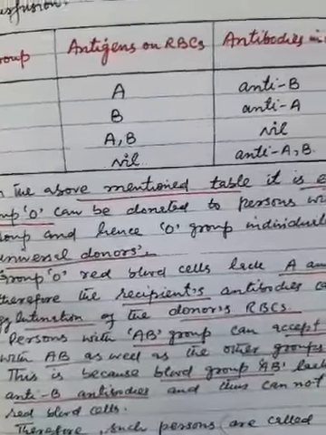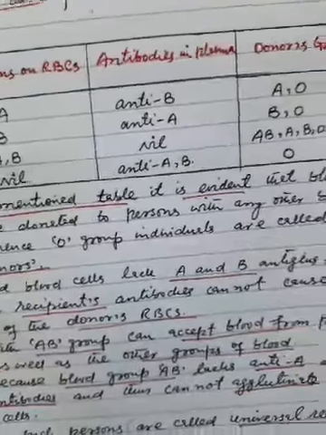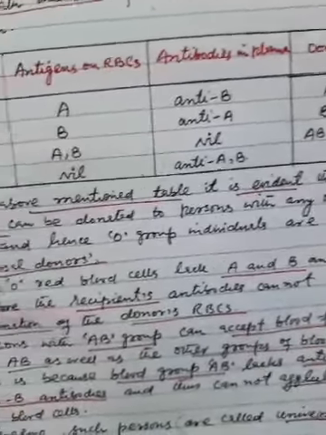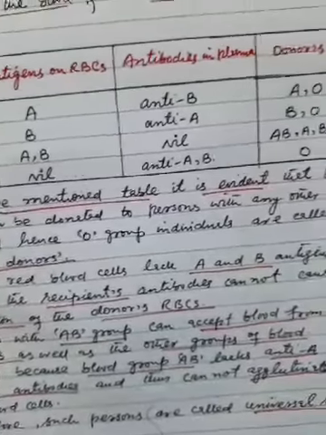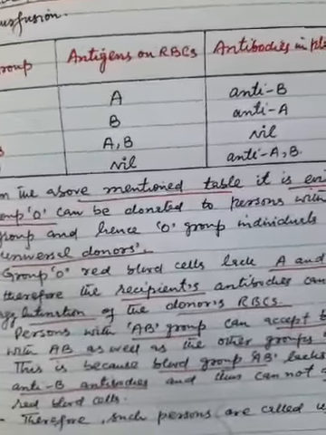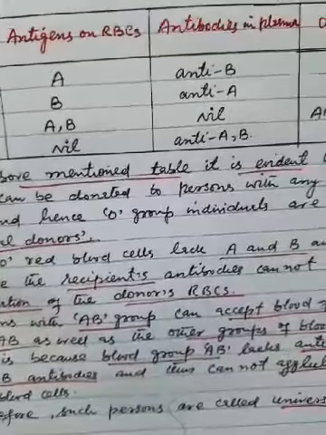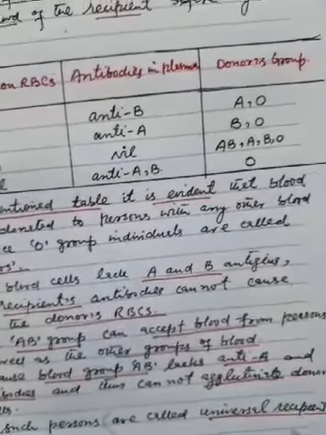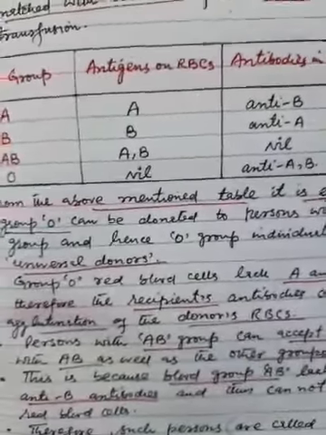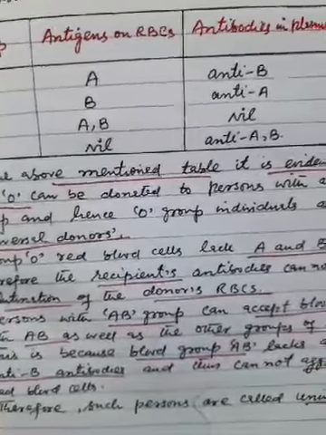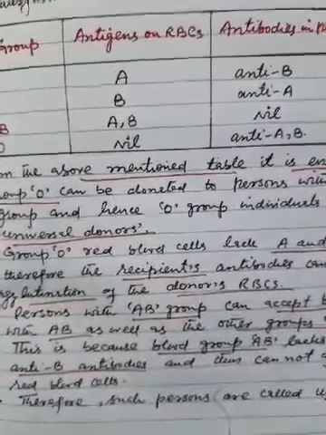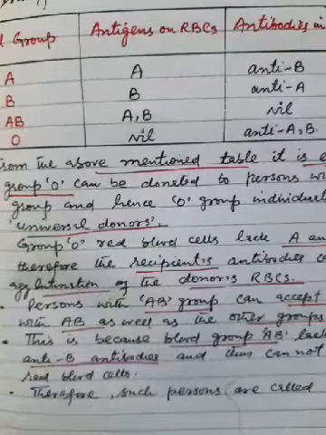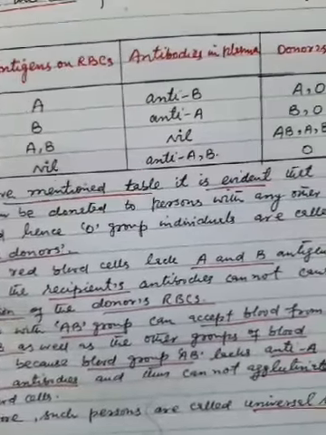Persons with AB group can accept blood from persons with AB as well as the other groups of blood. This is because blood group AB lacks anti-A and anti-B antibodies and thus cannot agglutinate donors' red blood cells. Therefore, such persons are called universal recipients.